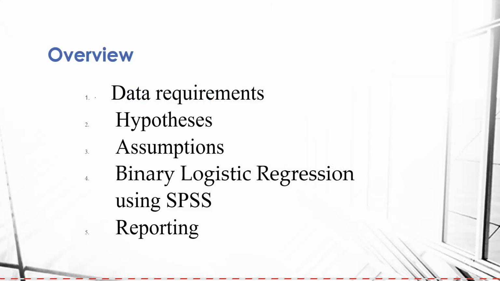The overview: we have first data requirements, where we'll go over the data set. Next we'll look at our hypotheses. That will entail the research question and the null and alternate hypothesis. Next we'll go over the assumptions. There should be 5 assumptions, and we'll talk a little bit about that. And number 4, we'll have a demonstration on how to conduct a binary logistic regression using SPSS, and we'll finish with a write-up on our findings.